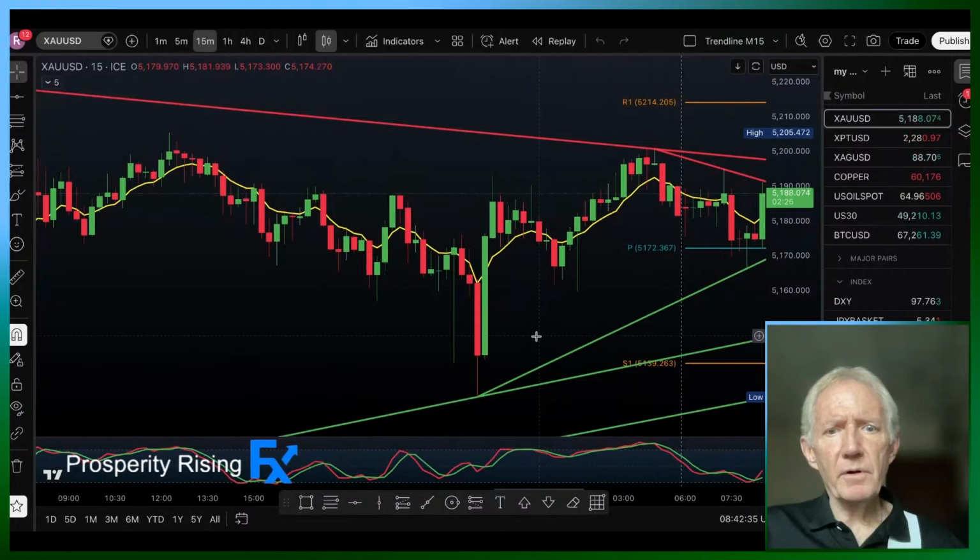But you cannot hold it for very long. This one I held for about 15 minutes, not even. I think it was 10 minutes, 10 or 15 minutes. And this is a 15-minute candle here.